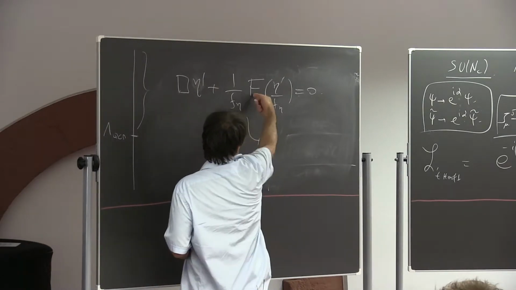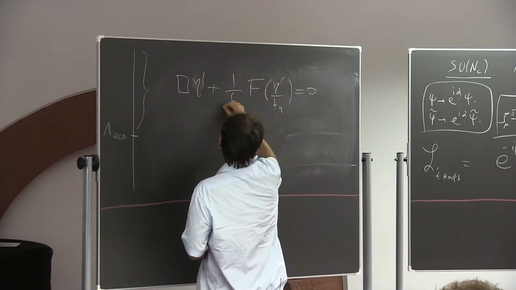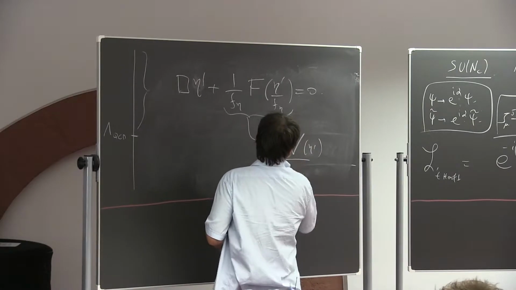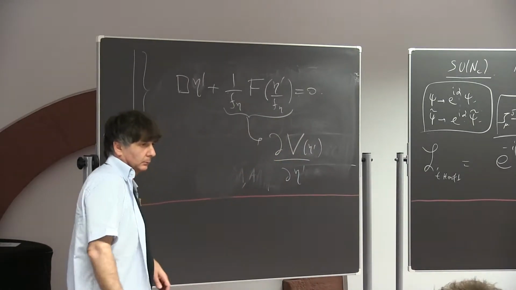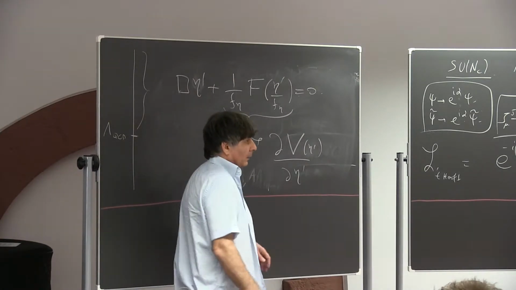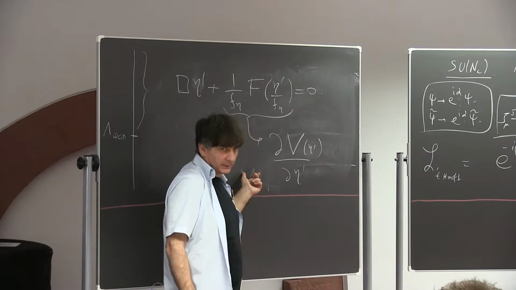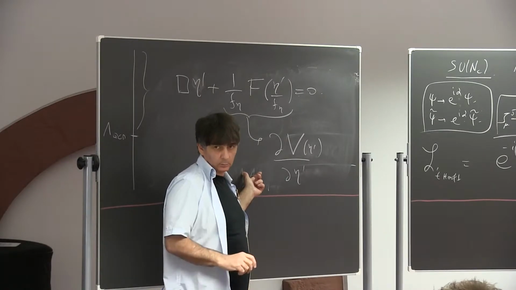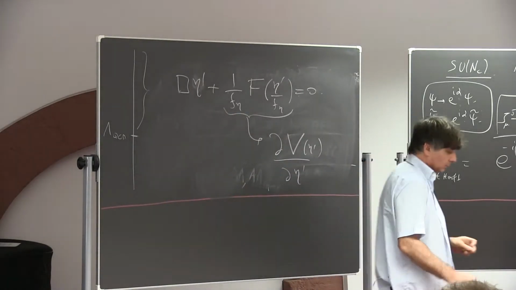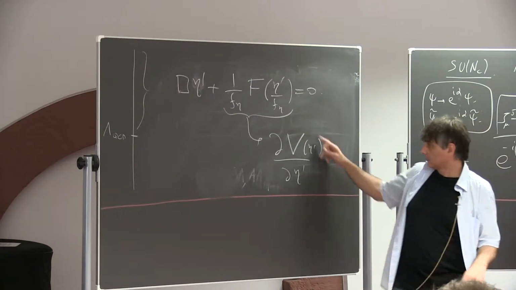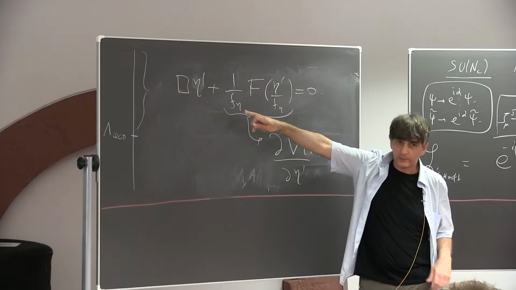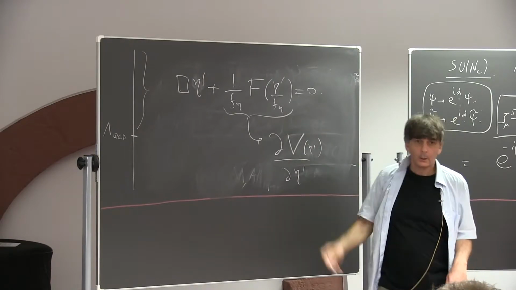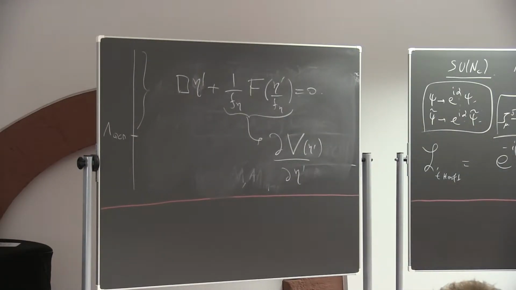Well, this simply means that this object, whatever is here, is simply the derivative of the potential for eta prime with respect to eta prime, right? It's the first derivative of the potential. So this tells you that not just the vacuum of the theory, but actually any extremum will be CP conserving, because at every extremum of the eta prime potential, F vanishes.